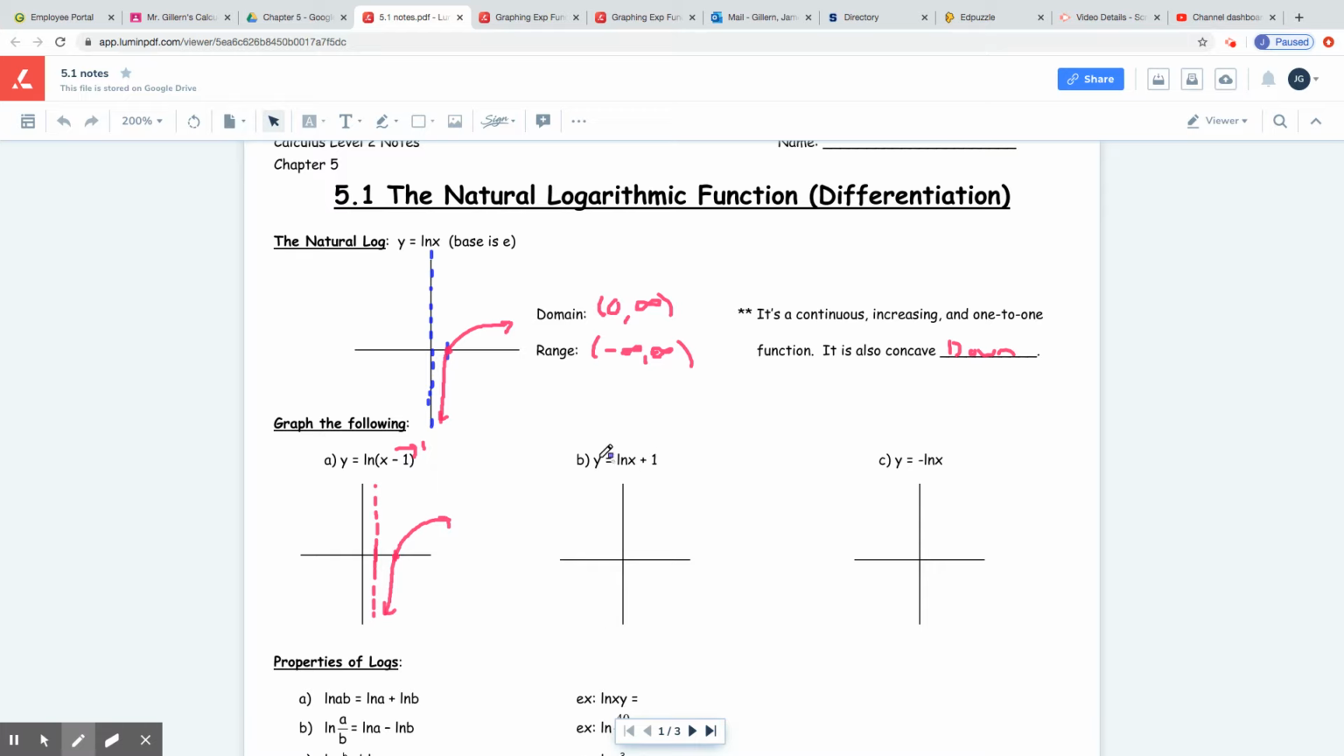Here we also have a 1, but notice how it's not in parentheses. So this is not a shift to the left or right. This is a shift up 1. If this was a -1, we would go down 1. It's not in the parentheses, so the vertical asymptote stays at 0. Instead of being at (1, 0), we're going to move it up 1. That point is going to be at (1, 1).